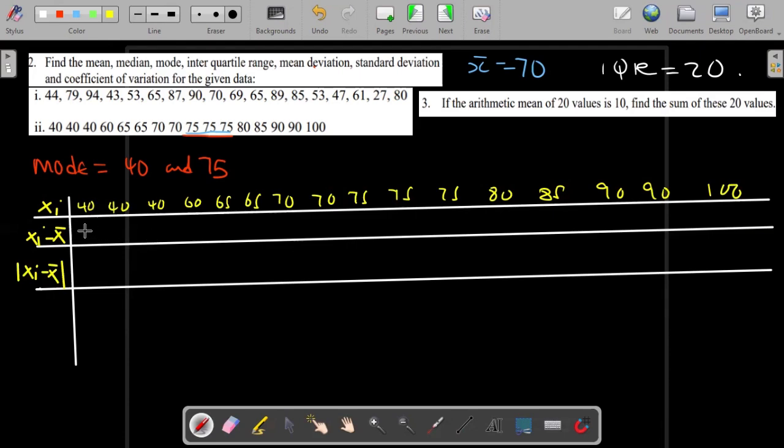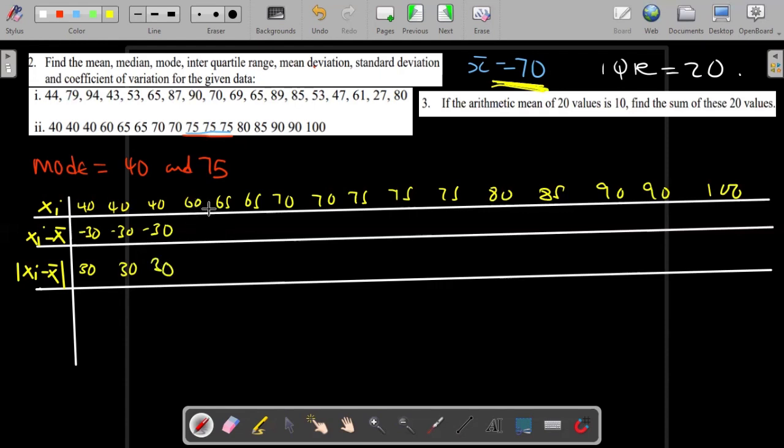And then here on this row below this 40, I'm going to put this 40 minus the mean. So remember the mean is 70. So what is it? 40 minus 70? It's going to give me minus 30, right? Okay, so it means the modulus of that is just 30. Here it is the same, minus 30, minus 30. The modulus of that is 30, 30.